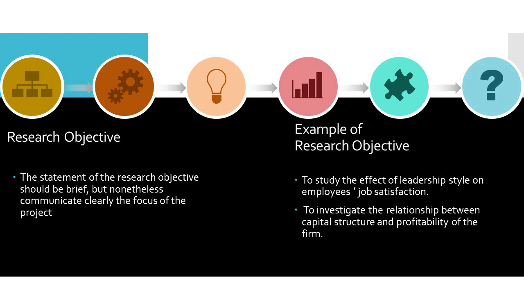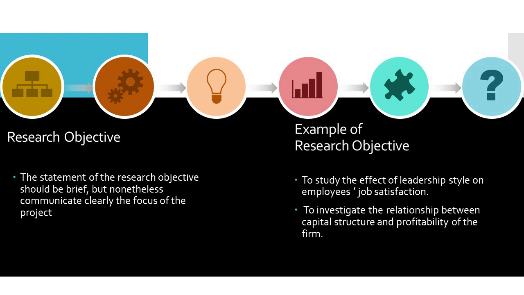So the statement of the research objective should be brief, but nonetheless communicate clearly the focus of the project. It should be brief, but the focus of the project should always be clear so that a reader could know properly on what factors you are conducting the research. So if we talk about an example of a research objective, we can say: to study the effect of leadership style on employees' job satisfaction. This is brief, but it is clearly defining the focus of the project.